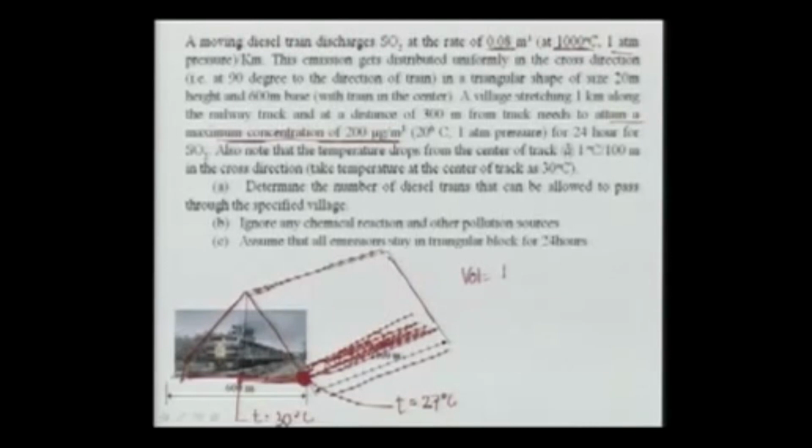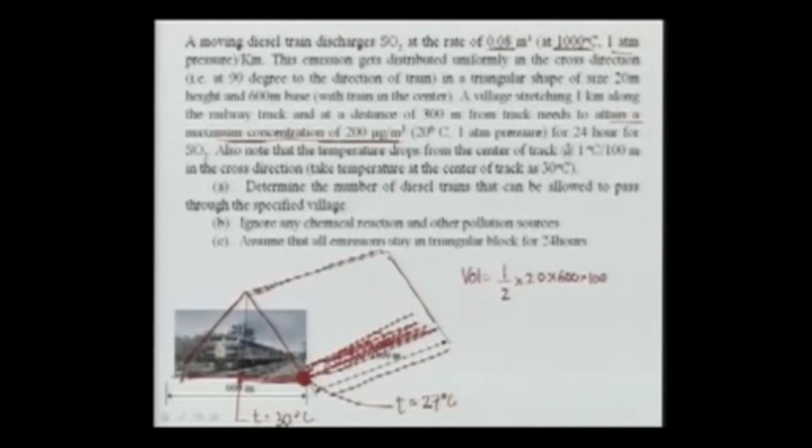The area of the triangle is 1 by 2 times the height, which is 20 meters, and the base is a total of 600 meters. And we have to find out the volume, and the depth is 1 kilometer or 1000 meters.